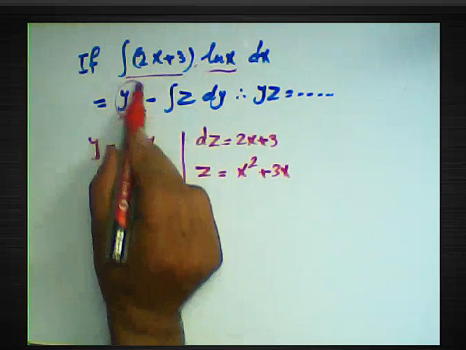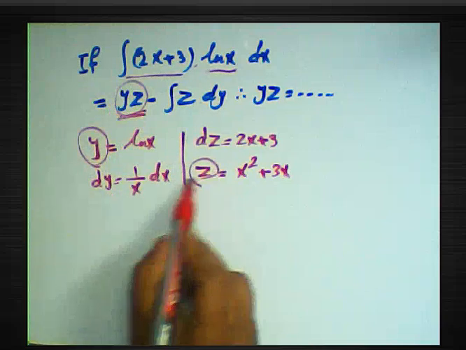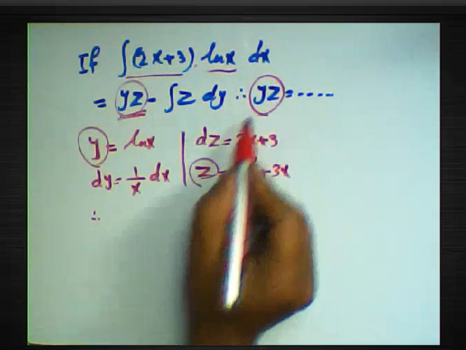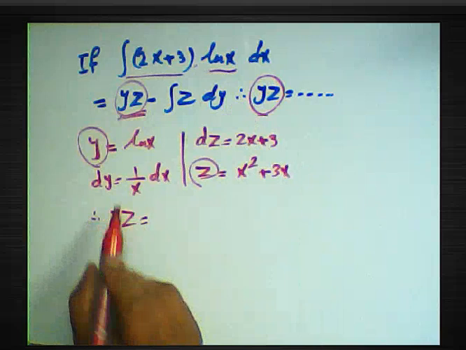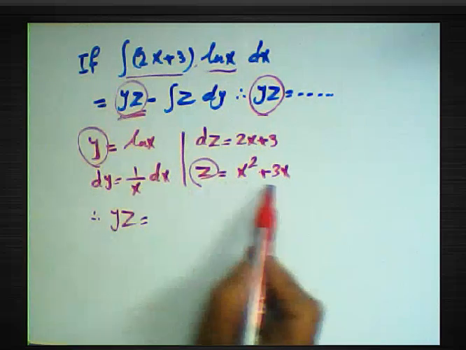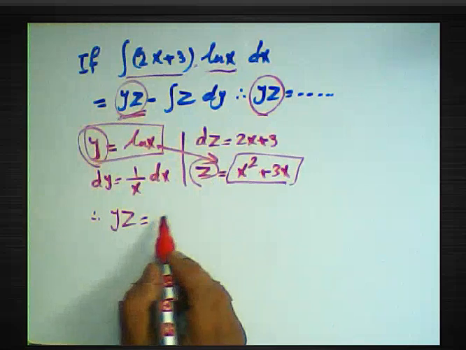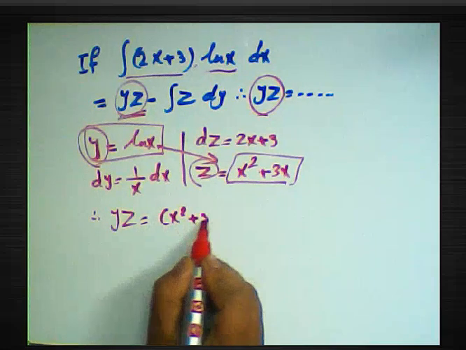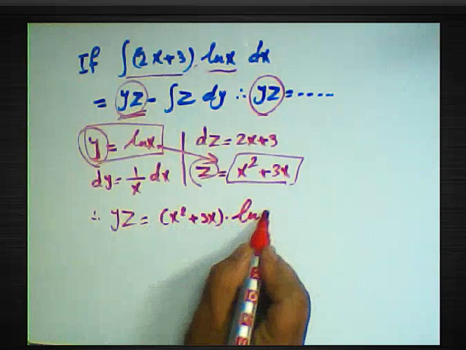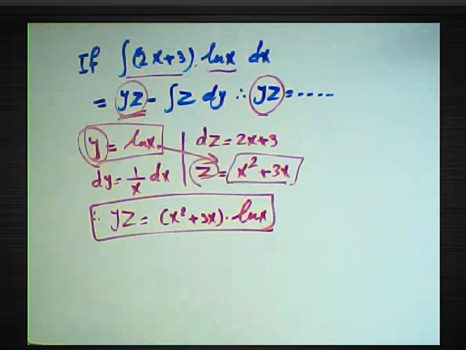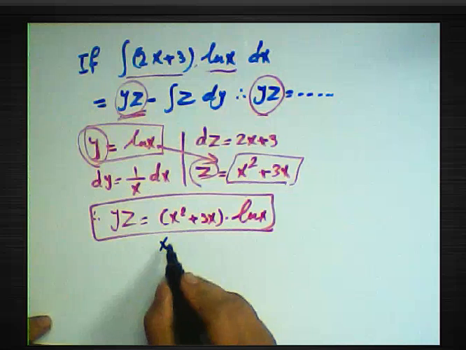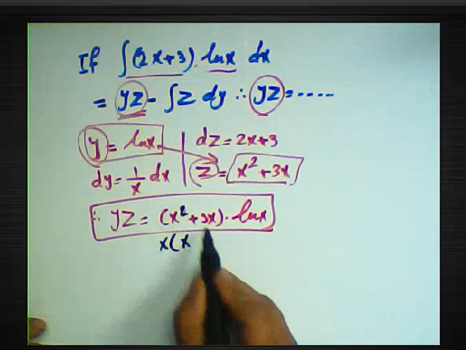You want to find yz, the multiplication of y and z. Okay, then you want to find what? yz. Then yz means the multiplication of ln of x and this function, multiplication between two functions. Then the result will be (x power 2 plus 3x) multiplied by ln of x. It's the result of this example, x power 2 plus 3x multiplied by ln of x. And you can simplify it by writing x as a common factor between the two terms here.